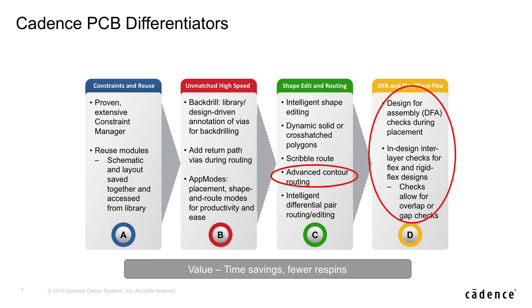So what are our differentiators that will help your team keep a competitive edge? First off, you should leverage our constraint management system. The more design context you can give our tool in the form of constraints, the better the tool performs. Correct by design. Get those known good circuits and PCB layouts into libraries as reusable modules. And you can improve your high-speed performance with our great backdrill annotation tools.